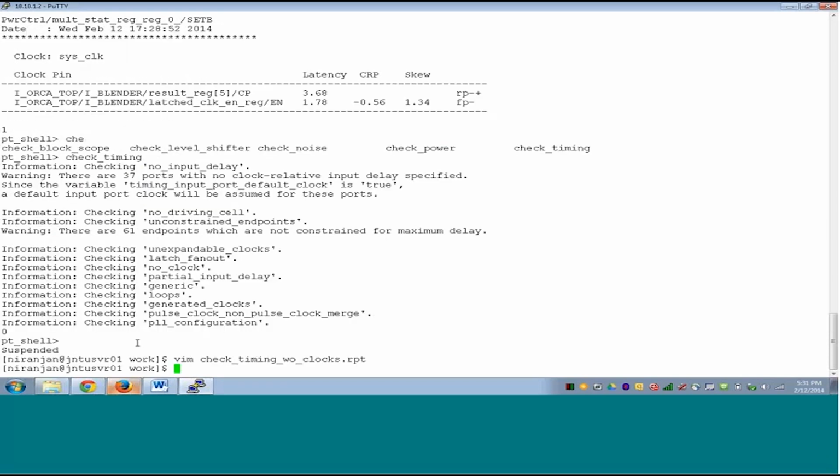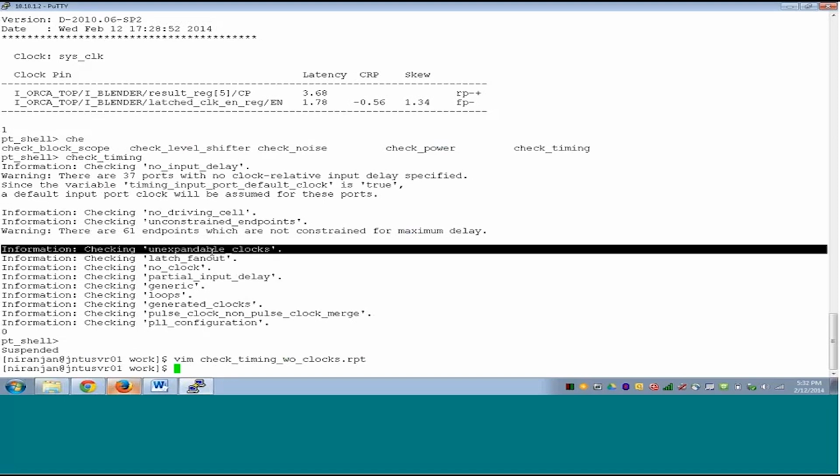It also tells about unexpandable clocks. That means if you have clocks with weird periods, and the LCM is pretty big, or if the generated clock is not connected to the master clock in the netlist, or there is some difference between the generated clock definition and the netlist structure, then it will report an unexpandable clock. Unexpandable means it is not able to find out the period of the generated clock. So it will give warnings here.